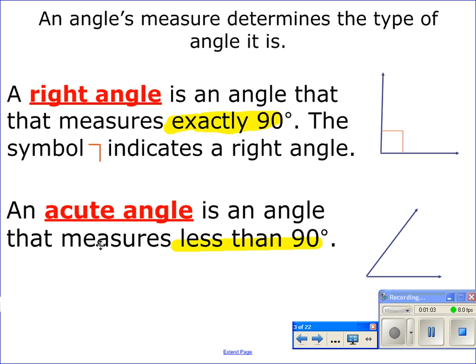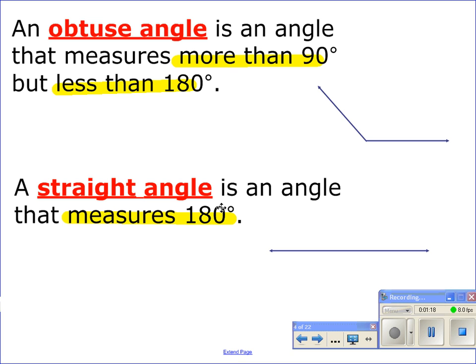An acute angle is an angle that measures less than 90 degrees, so it is smaller than a 90-degree angle. Fill in your notes, please. Our other two types of angles are an obtuse angle. It measures more than 90 but less than 180. And a straight angle is exactly 180 degrees. A straight angle looks like a line. All of these terms are in your notes from Thursday and Wednesday that we did in our vocab terms.